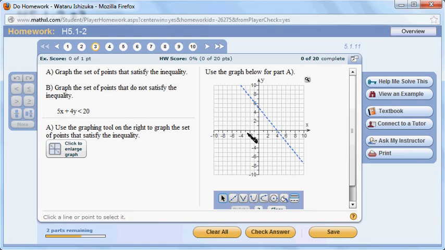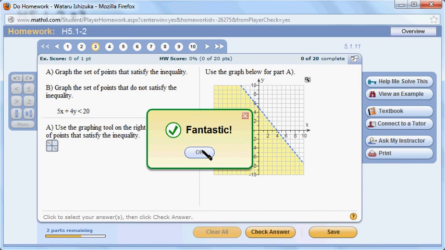You have two sides. This is the upper half plane and this would be the lower half plane. You can see that 0, 0 satisfies this inequality, which means we need to shade the lower half plane. So we're going to use the paint tool and paint the lower half plane. All right, so that's that. Let's check the answer. All right, got that.